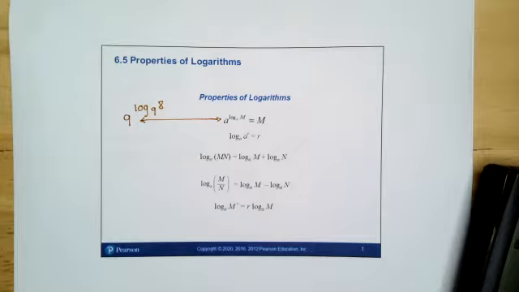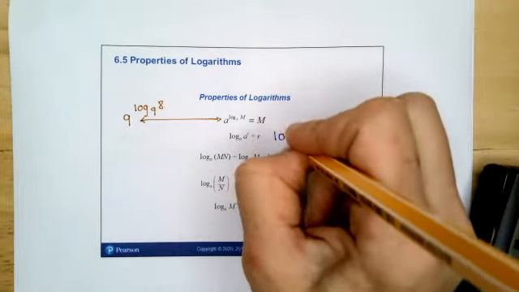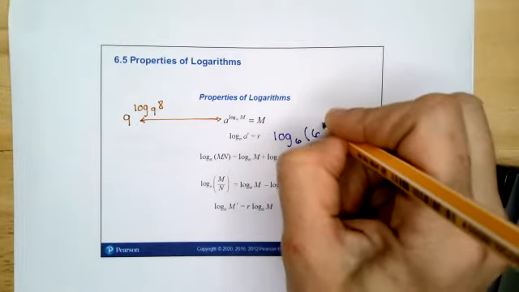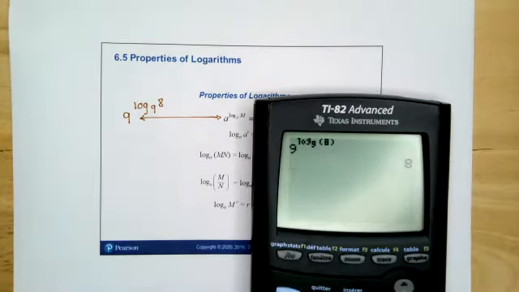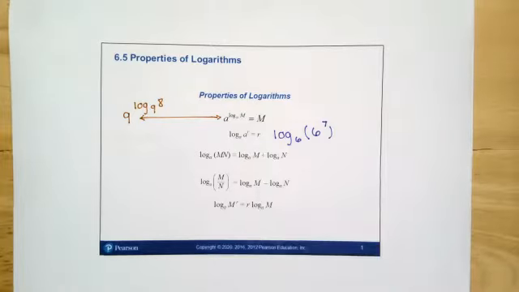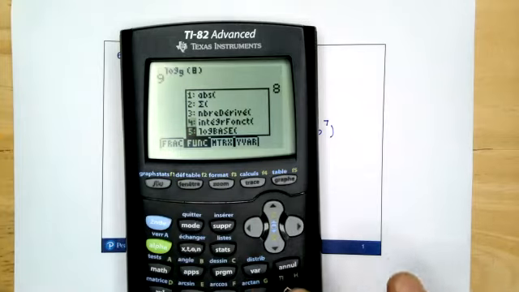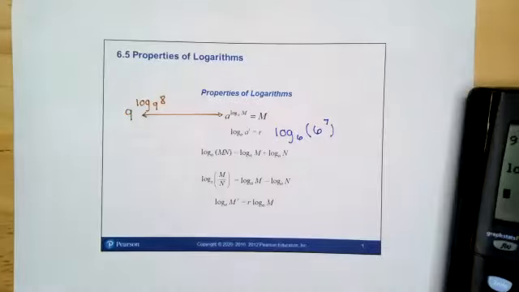Let's do the other one. The other one would be something more like log base 6 of 6 to the power of 7 should give me... log base, what did I write? 6 of 6 raised to any power is just going to give us that number back. Good. All right, so those are the first two rules.